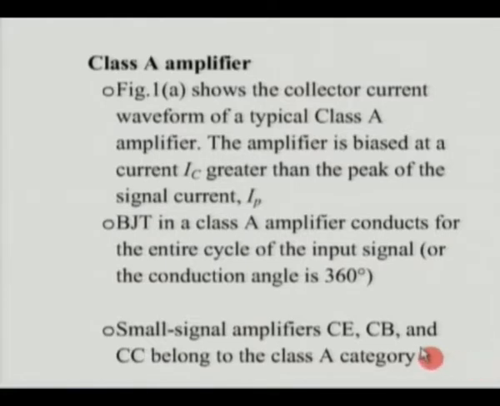Now what are examples of class A amplifiers? The amplifiers which we studied so far, common emitter, common base and common collector, these amplifiers belong to the class A category. So these are amplifiers where the device conducts for the entire 360 degrees, the conduction angle is 360 degrees, the entire period. There is no interval during the signal the device is not conducting. So our common emitter, common base and common collector belong to the class A category.